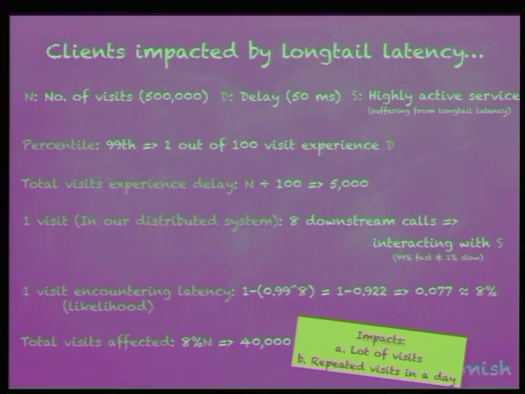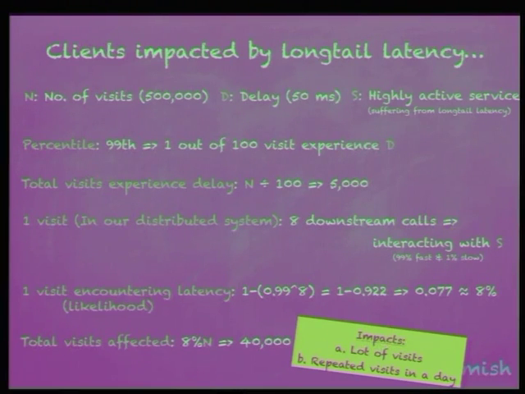These are lots of visits. Moreover, this number directly depends on the number of downstream calls. So if instead of 8 we have 20 in the future, then this number will be different. An interesting thing to notice is that it can probably affect every customer in our domain. Why? Because usually a customer visits the website a few times in a day. So there is a likelihood that all the customers will notice those latency-related issues.